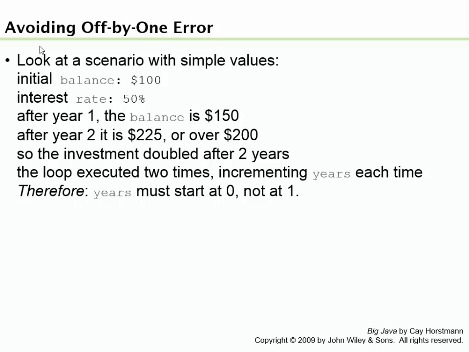Say you have an initial balance of $100. You set the interest rate at 50%. After year 1, you get $150. After year 2, you get $225. So the investment doubled after 2 years. The loop is executed 2 times, incrementing year each time. Therefore, years must start at 0, not 1.